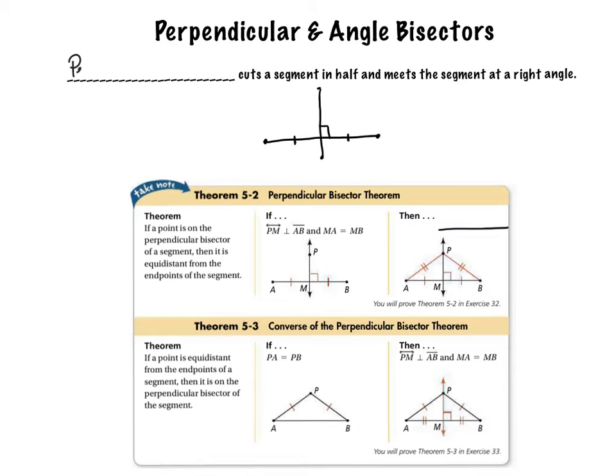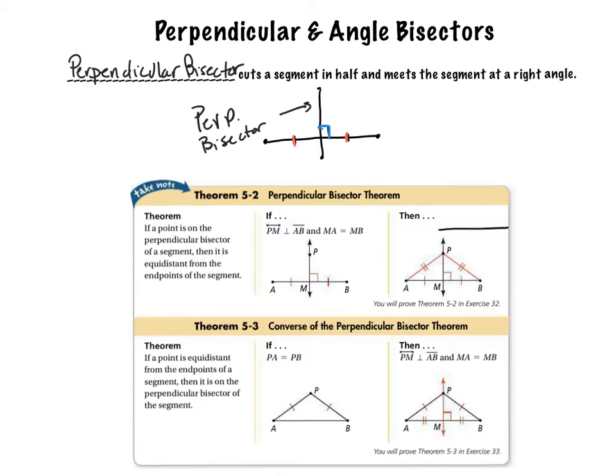So the perpendicular bisector cuts a segment in half and meets that segment at a right angle, right? So if I look here, I've got it cutting the segment in half because I've got the two tick marks telling me that the parts are congruent, and it's meeting it at a right angle, right? So this right here is my perpendicular bisector.